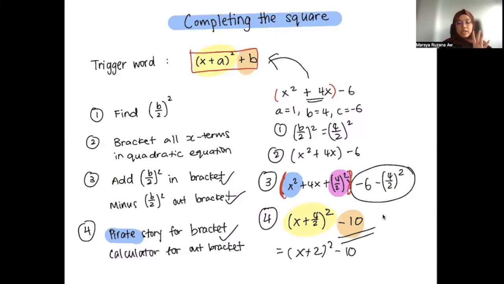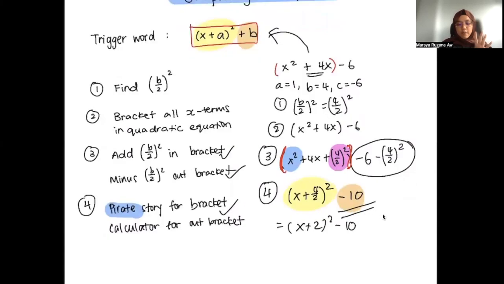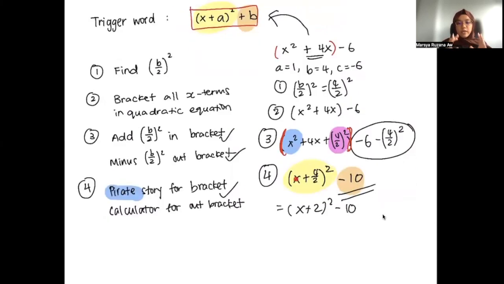Step number 4, using the pirate story, we get the pirate and the wife inside a room alone, but their parrots stay outside. And then we calculate and we leave it outside as well, and we're done. So we just simplify whatever's in the bracket, and you have just completed the square.